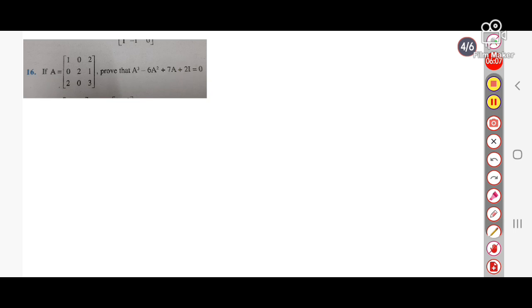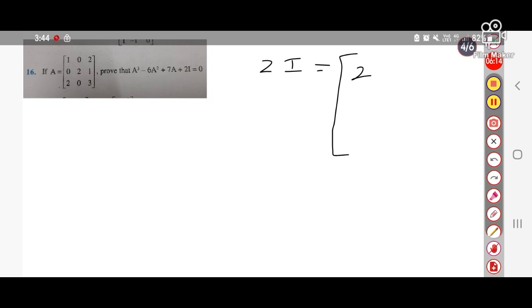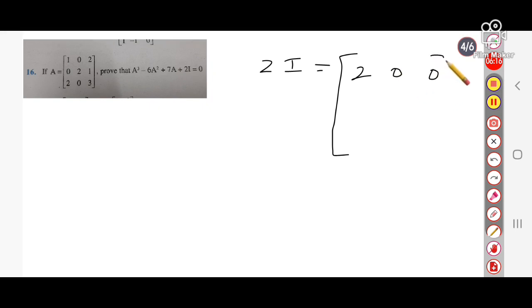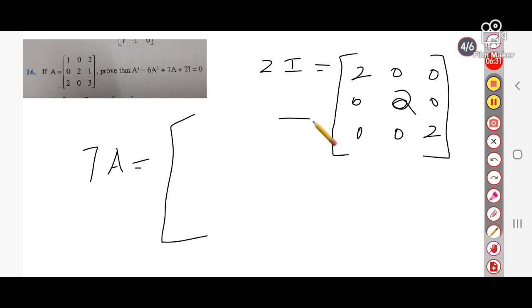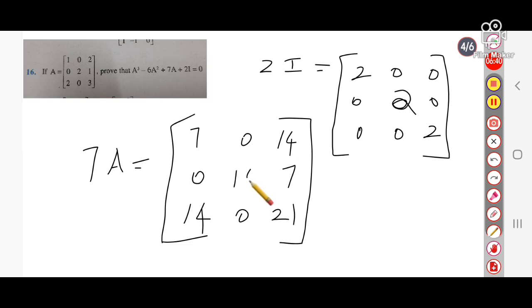So first we will find the value of 2I. 2I is nothing but a 3 by 3 matrix, so it yields 2 0 0, 0 2 0, 0 0 2. Then we will find the value of 7A. Multiplying 7 into the given A matrix will give you 7 0 14, 0 21 7, 14 0 14.